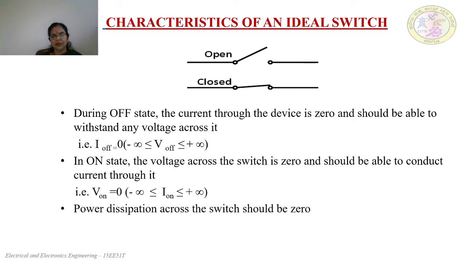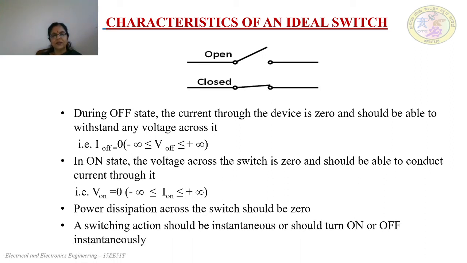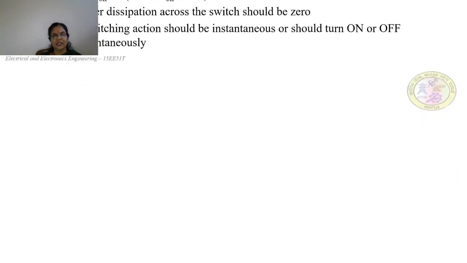Power dissipation across the switch should be 0 because power is given by the product of V into I. During the off state, I off is 0, so power is 0, and during the on state, V on is 0, so again power is 0. A switching action should be instantaneous, that is, it should turn on and off instantaneously.